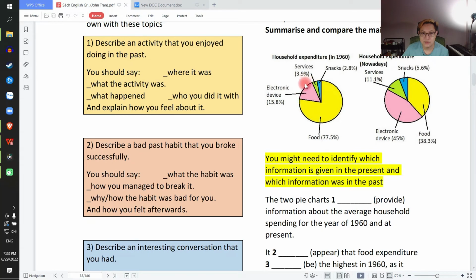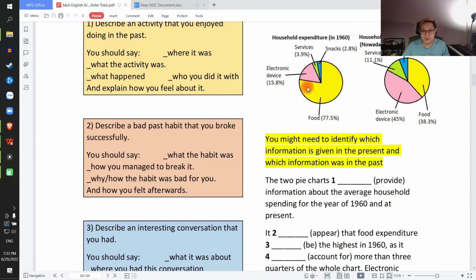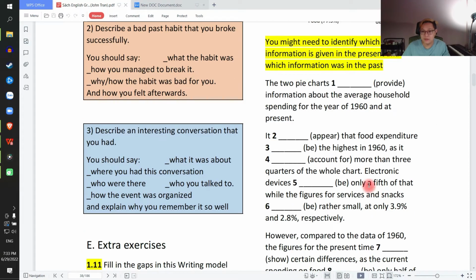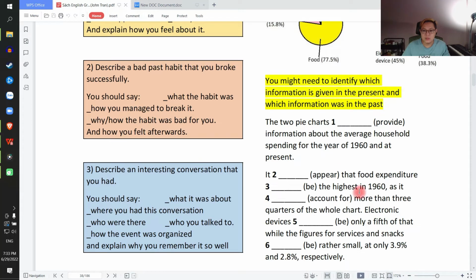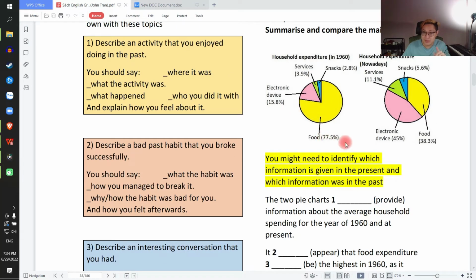So we talk about food expenditure, which is about 3/4, so 77%. And electronic devices is only a fifth of that. So it means a fifth of 77.5%, which is around 16%. Cái câu trước nó nói là cái con số dành cho food đó, nó là 3/4 của nguyên cả một cái biểu đồ, tức là 77.5 này nè. Thì câu sau nó ghi là những thiết bị điện nó chỉ 1/5 của cái số đó, tức là 1/5 của cái 77.5 này là cái chữ 15.8, cỡ đó.